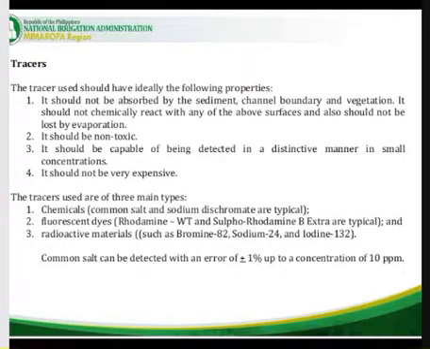The tracers used are of three main types. Number one, chemicals, where common salt and sodium dichromate are typical. Number two, fluorescent dyes, where rhodamine WT and sulforhodamine B are typical. And number three, radioactive materials such as bromine 82, sodium 24, and iodine 132. Common salt can be detected with an error of plus or minus 1% up to a concentration of 10 ppm.